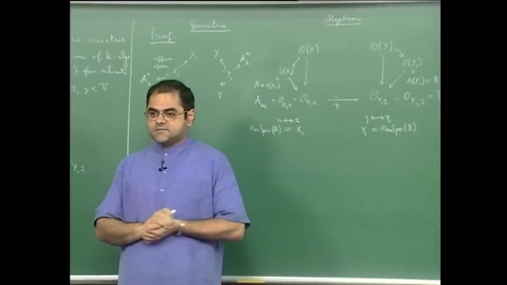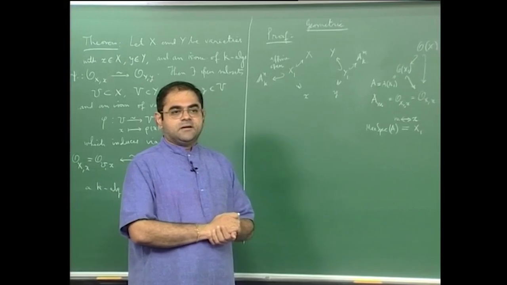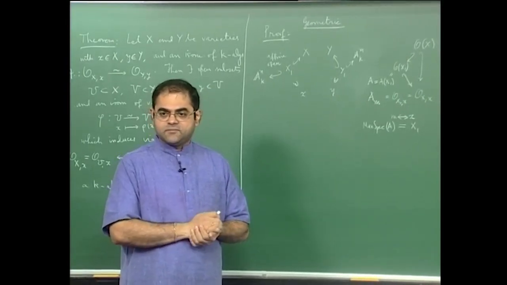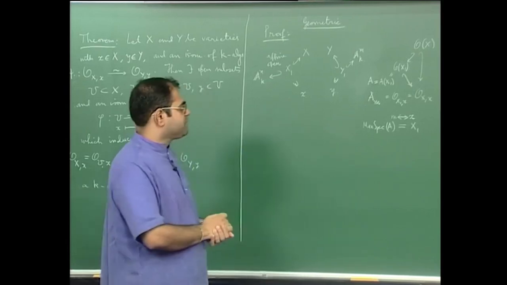So we have already seen this. The local ring of an affine variety at a point is just given by taking the localization of the affine coordinate ring, namely the ring of regular functions, at the maximal ideal that corresponds to that point, right.